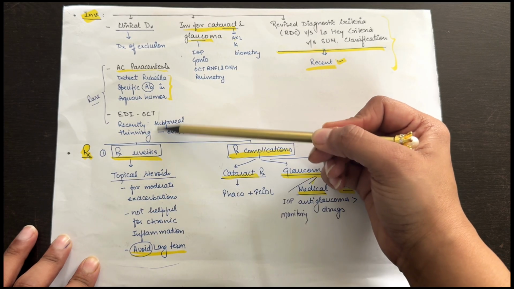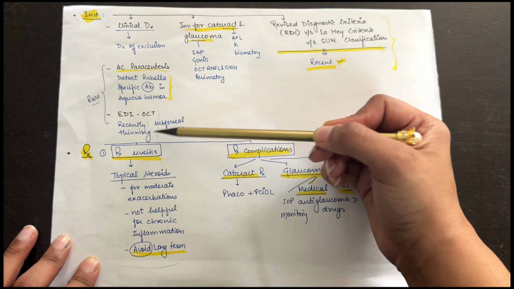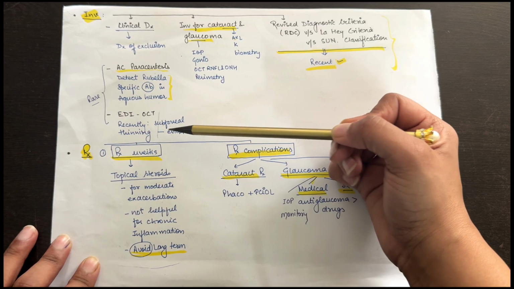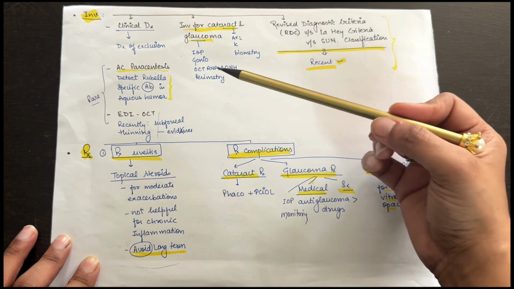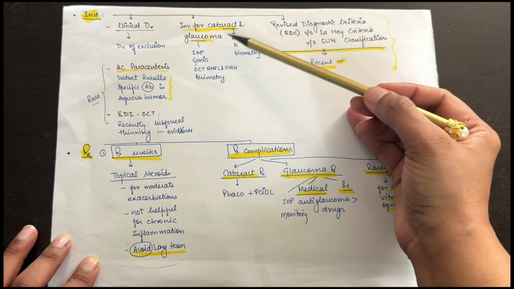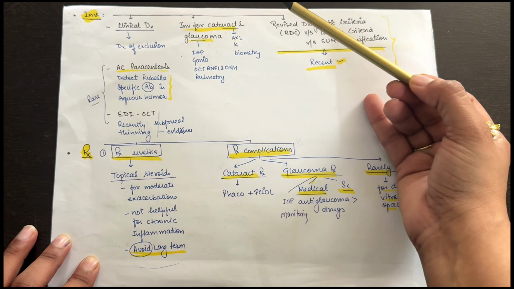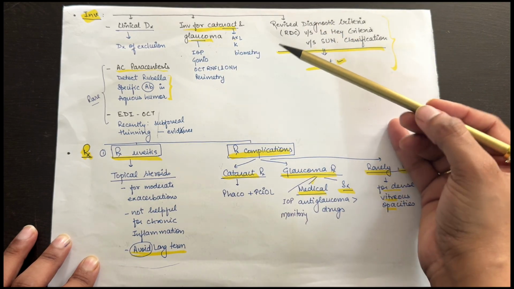And this is recently known for subfoveal thinning, but still the evidence is not that strong. Then next is investigation, mainly for cataract and glaucoma, mainly for complications. You can mention this as a number.